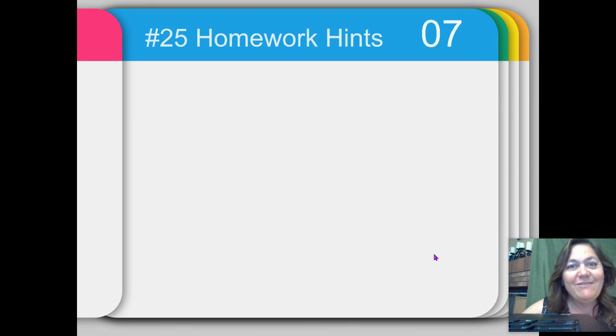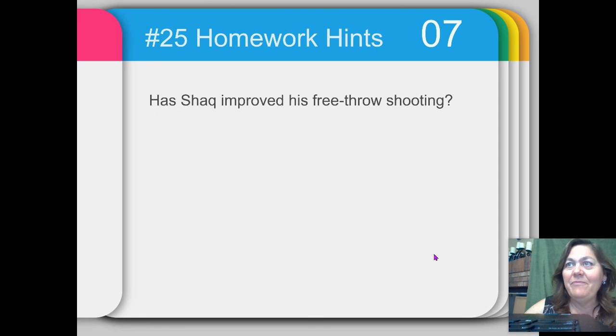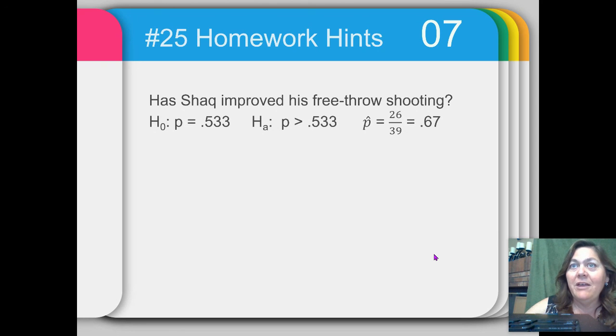And also, I'm going to give you some hints on number 25. It gives you some data and it asks you if Shaq has improved his free throw shooting. Okay? They give you the null hypothesis that he shoots at 53.3%. If we want to see that he's improved it, we're going to do a one-tailed test going greater than that. So the p hat there is 26 over 39.